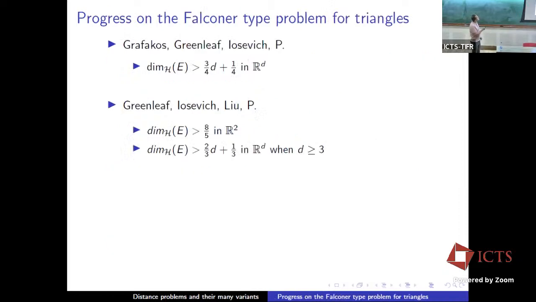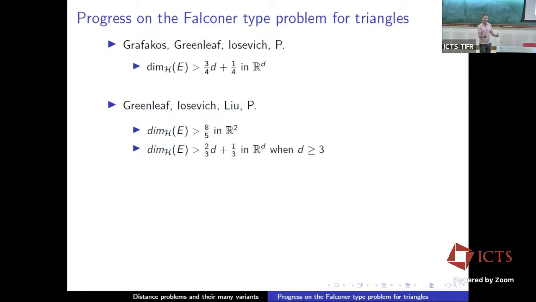So this first result, really in the plane, is due to Alan Greenleaf and Alex Iosevich, and really was the paper that started it all. They were the first ones to really consider triangles back in the day. I followed up with Lucas Grafakos and them, where we extended it into higher dimensions, and we obtained some sort of a threshold. And if you recall from the lecture yesterday, there were two main approaches that we had to the Falconer distance problem.